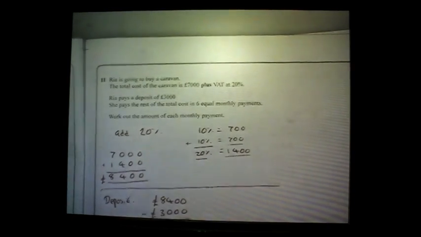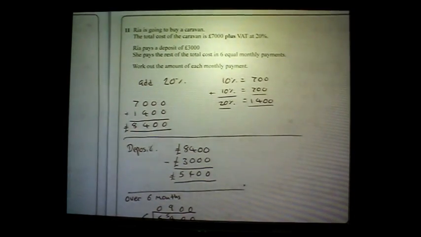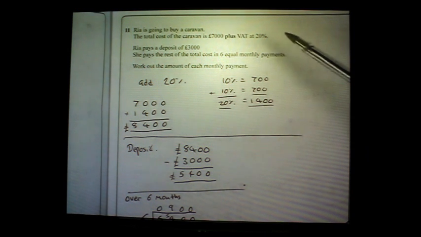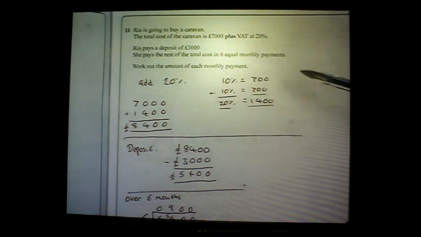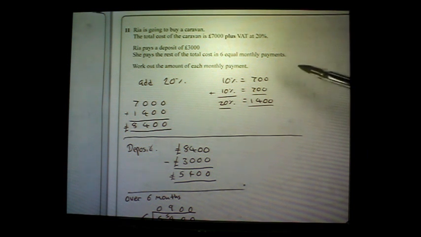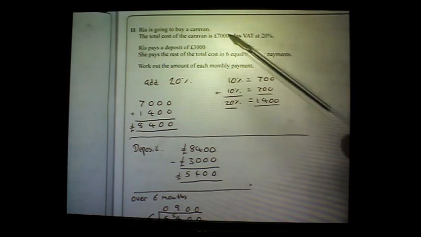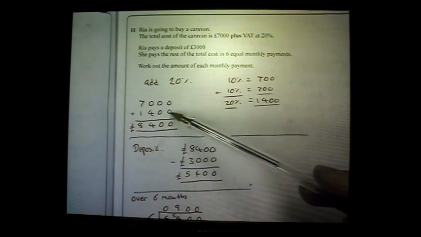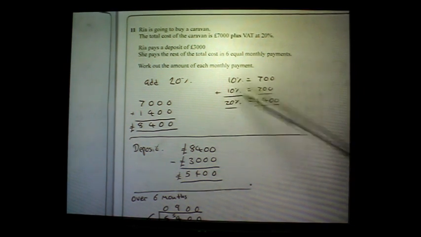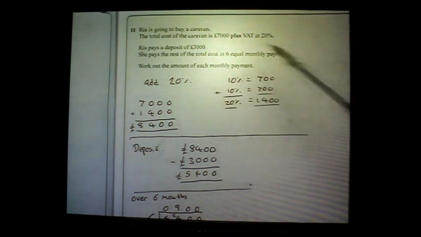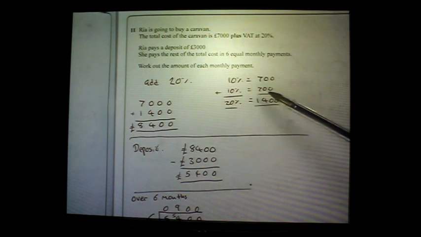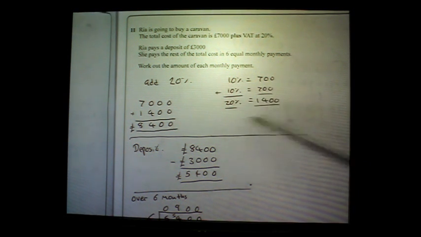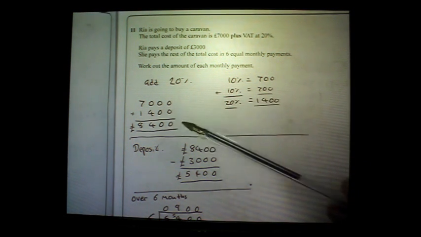Ria is going to buy a caravan. The total cost of the caravan is £7,000 plus VAT at 20%. She pays a deposit of £3,000 and she pays the rest of the total in 6 equal monthly payments. Write down... Okay, so what I've done, it's £7,000 plus the VAT. So I've done £7,000, add the 20%. Here's how you work out 20% of 7,000. 10% is 700, so 10% is 700. So 20% is 1,400. Added it up there, so that's the total cost.